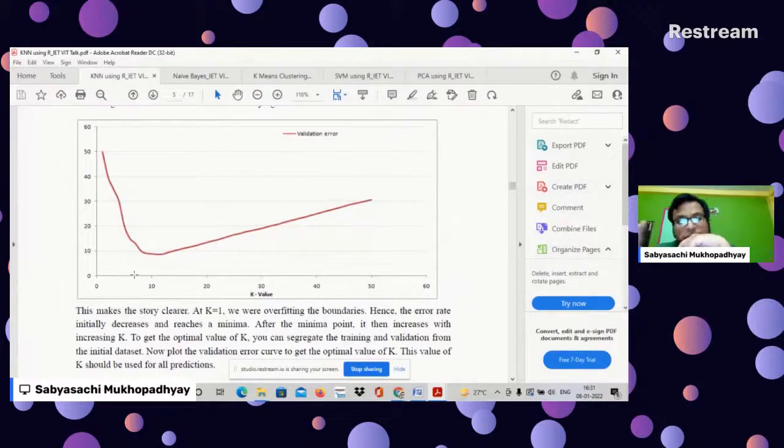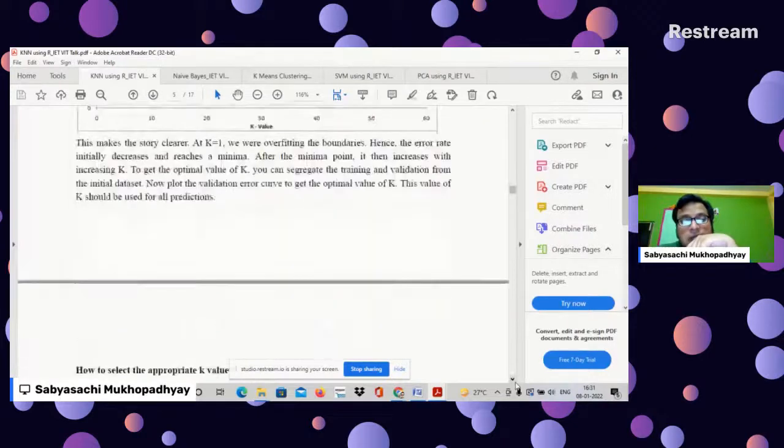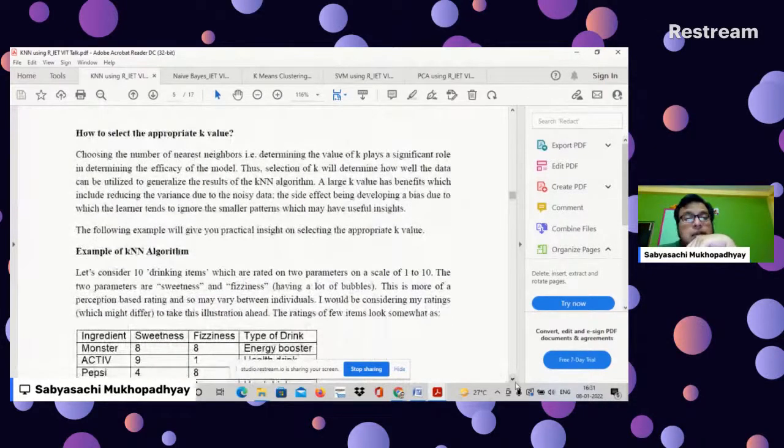Okay, so to get the optimum value of k, you can segregate the training and validation from the initial data set, and now plot the validation curve to get the optimum value of k, like we have got it here. This is the way you can get the optimum value of k.